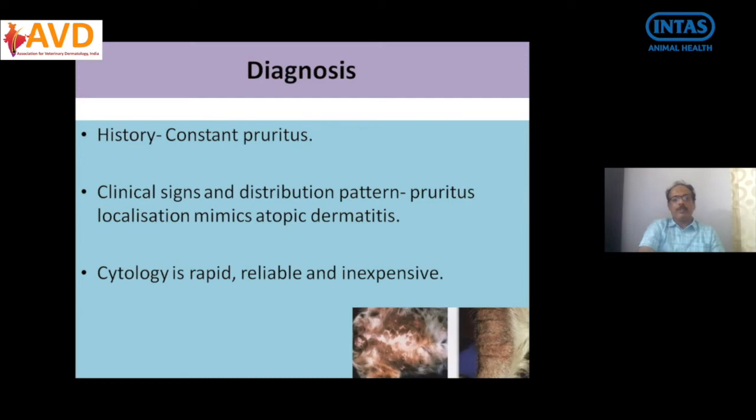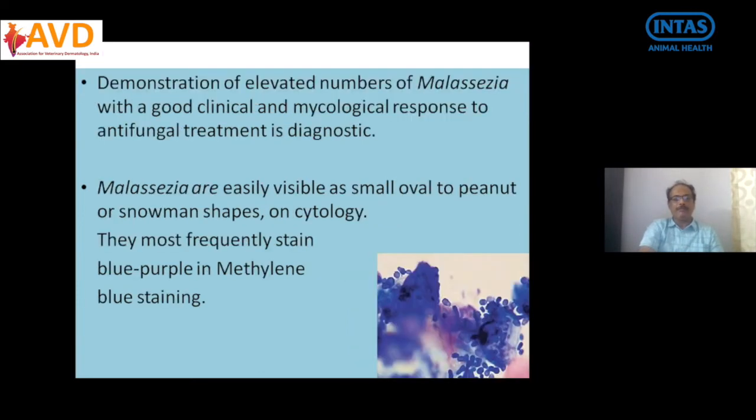For diagnosis, you can go by the history. There will be a constant pruritus. Then the classical distribution pattern similar to atopy you can see, as I have already told. And cytology is a rapid, reliable, and inexpensive method to diagnose Malassezia. Demonstration of elevated numbers of Malassezia with a good clinical and mycological response to antifungal treatment is highly diagnostic. So you can diagnose Malassezia by taking impression smears. Along with that, if the case is responding to your antifungal treatment, then you can very well diagnose it as a condition of Malassezia.